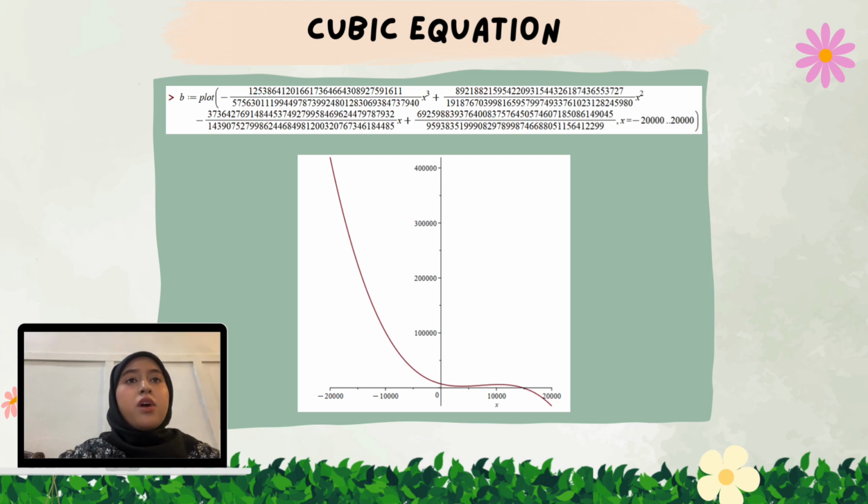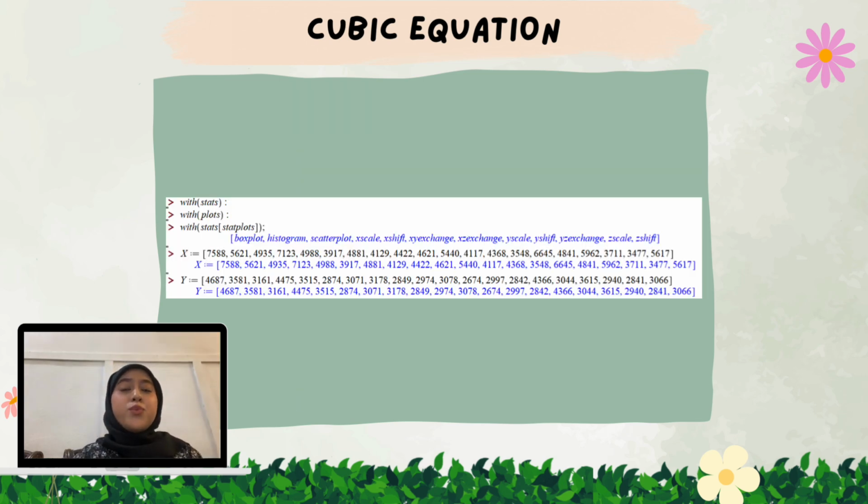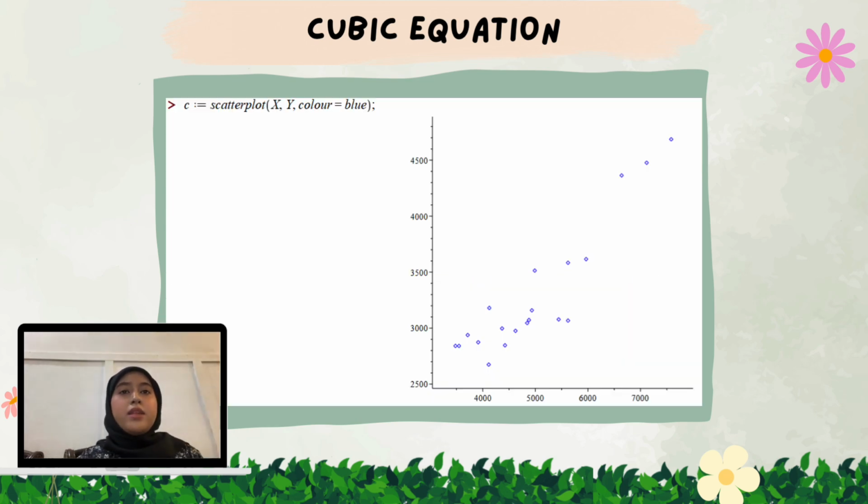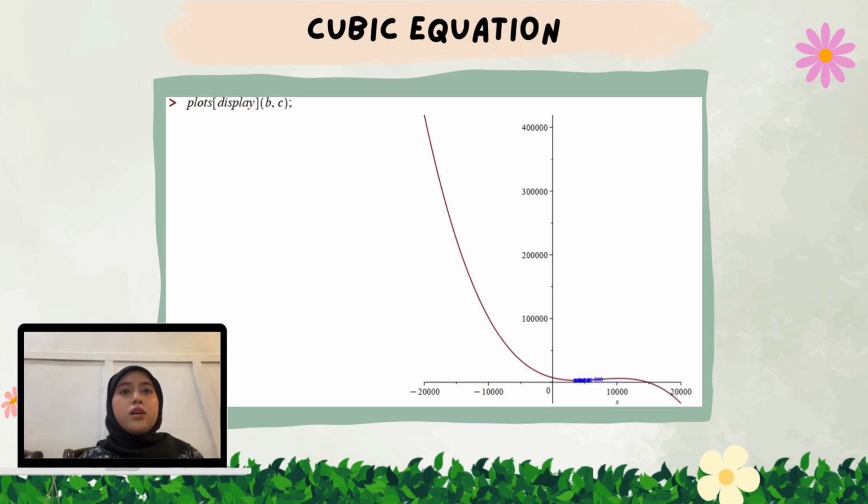This is the graph of the cubic equation. Next, we put x and y values to plot the graph. And this is the scatter plot of the graph of the cubic equation. And then this is the plot of the scatter plot with the cubic equation.